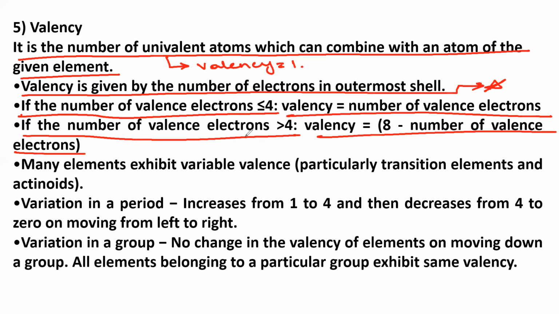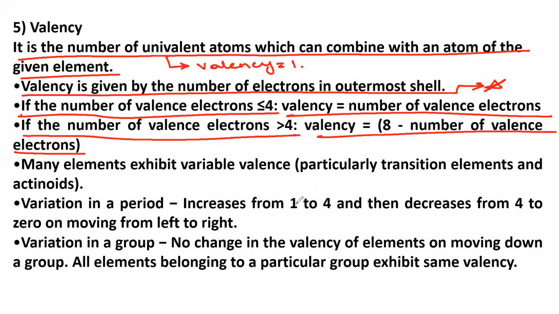Up to 4 valence electrons, the valency is equal to the number of valence electrons, and when an atom has greater than 4 valence electrons, it is taken as 8 minus the number of valence electrons. Suppose an atom has 5 valence electrons, like phosphorus. Phosphorus has 5 valence electrons in the outermost shell, so phosphorus valency is 8 minus 5, which is equal to 3. That's why we got the compound called PCl3. I hope it is clear now.